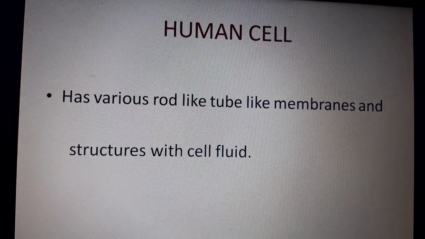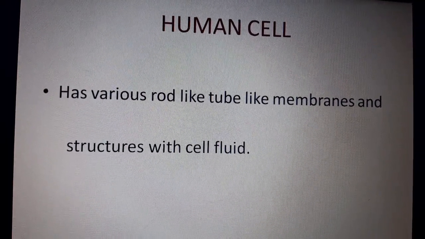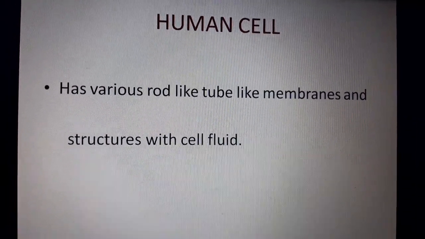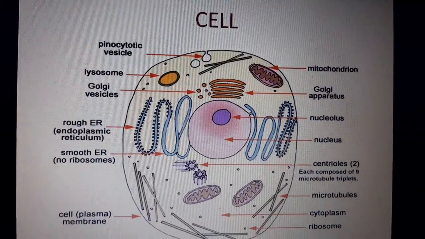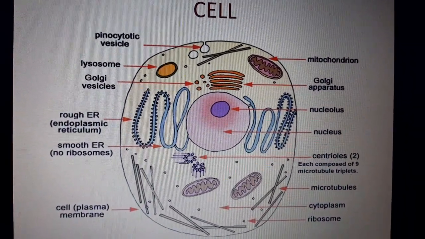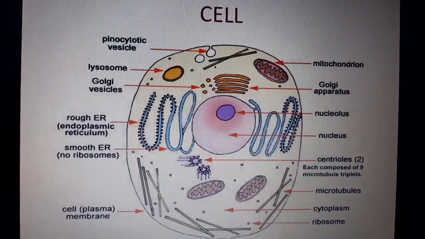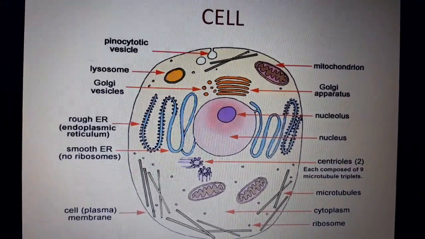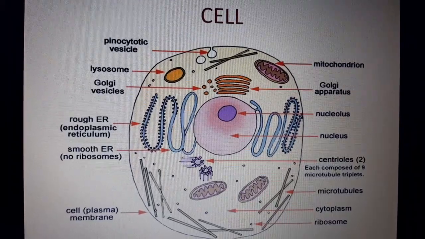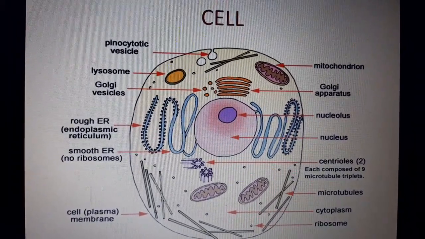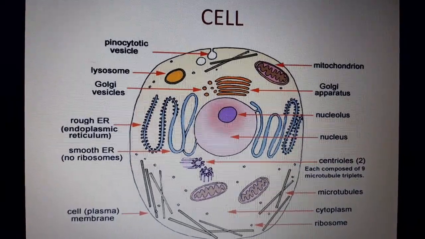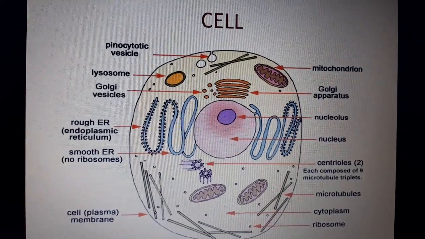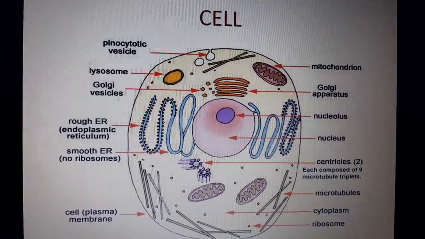The human cell has various rod-like and tube-like membranes and structures which are filled with cytoplasm, that is the cell fluid. The basic structure of a cell involves mitochondria, Golgi apparatus, nucleus, centrioles, microtubules, cytoplasm, ribosome, cell, that is plasma membrane, smooth ER, that is endoplasmic reticulum, rough ER, that is rough endoplasmic reticulum, Golgi vesicles, the Golgi apparatus, lysosomes, and the pinocytic vesicles.